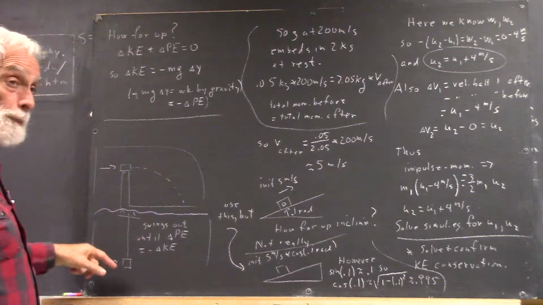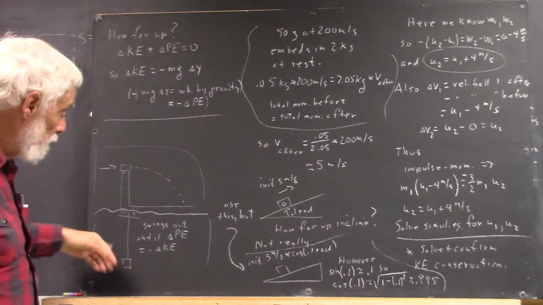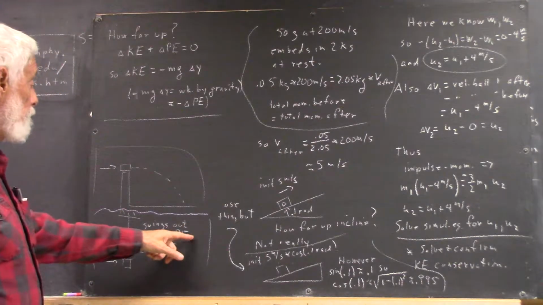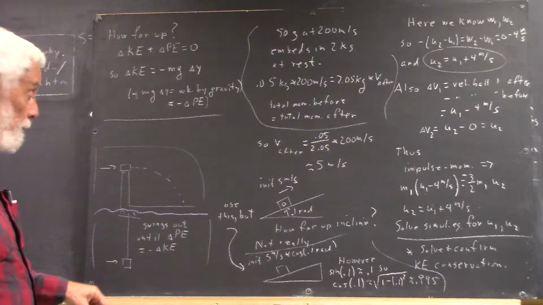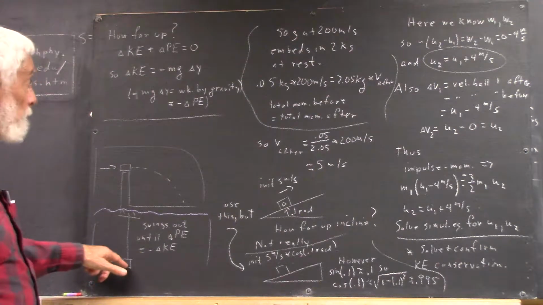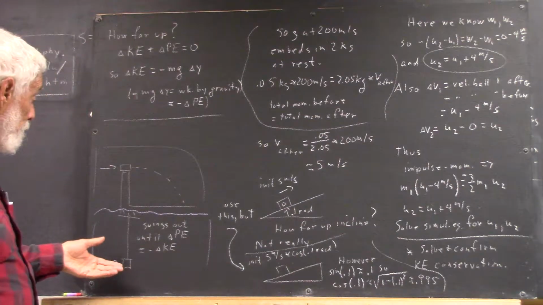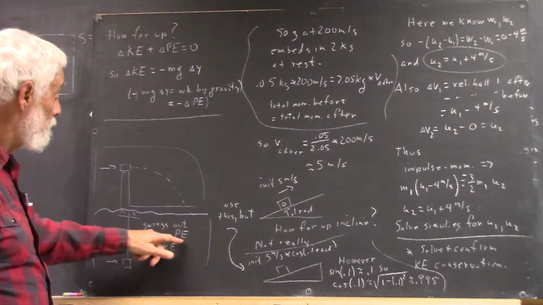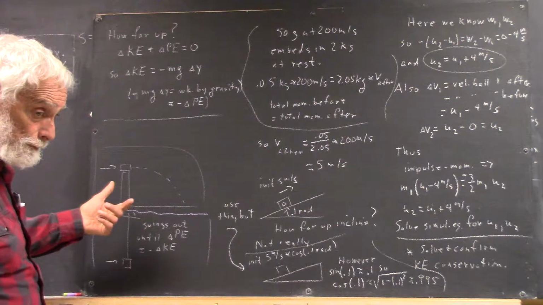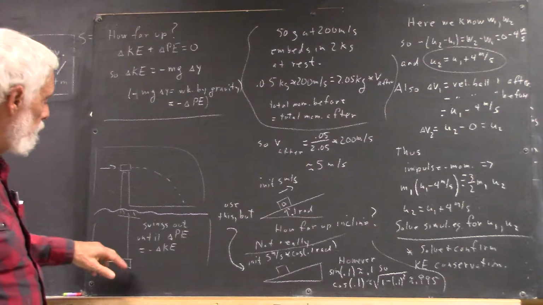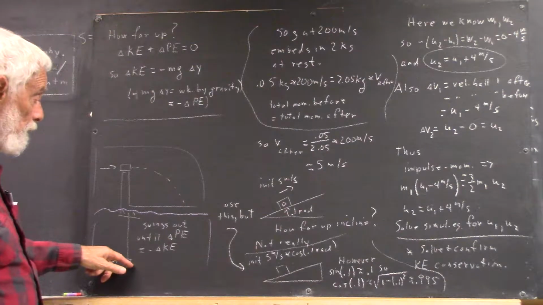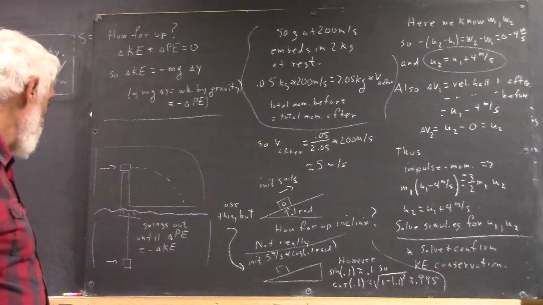block suspended from a string gets hit by the bullet, gets its 5 meter per second velocity, and swings out until the change in potential energy is equal and opposite to the change in kinetic energy. The kinetic energy will be the energy of this mass at 5 meters per second, and it's going to go higher until its potential energy is changed by an equal and opposite amount. Kinetic energy goes from whatever it is to 0. Potential energy goes from whatever it is here to that much more.